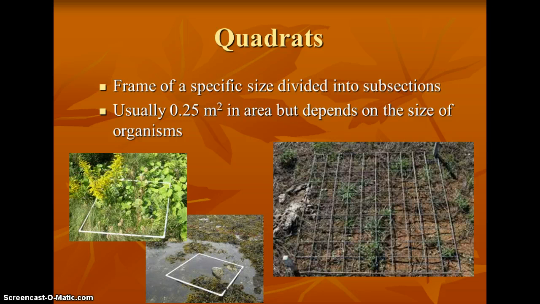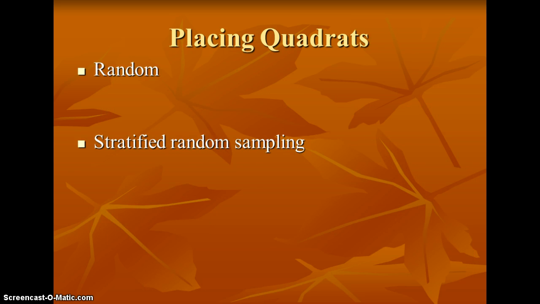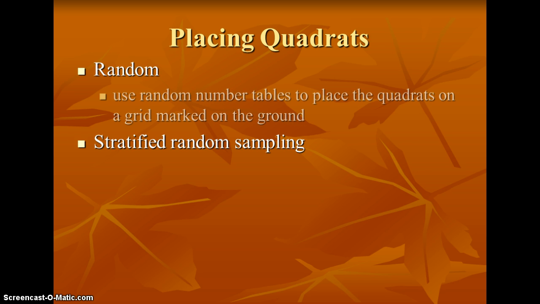So what a quadrat is, it's a frame, and you'll have a specific size. It can be large or small depending on what type of organism you're looking at. Usually it's about 1/4 of a square meter, and you're just going to count the organisms within that quadrat. There are several ways that we could place the quadrat, using number tables to find random areas to place.